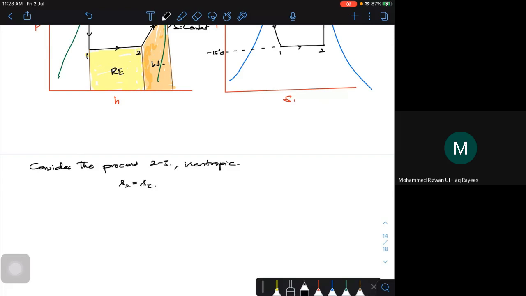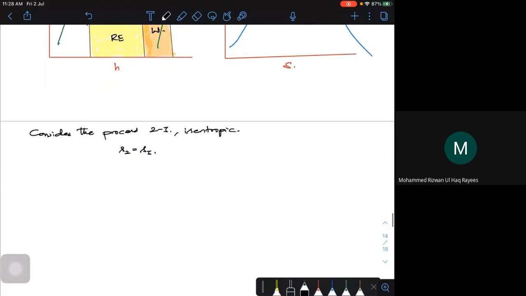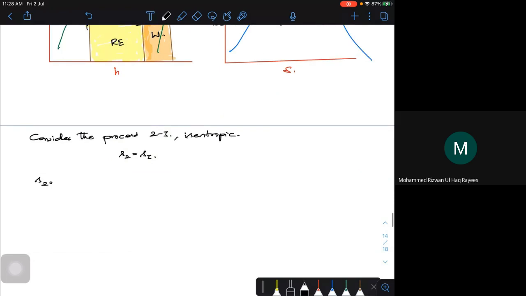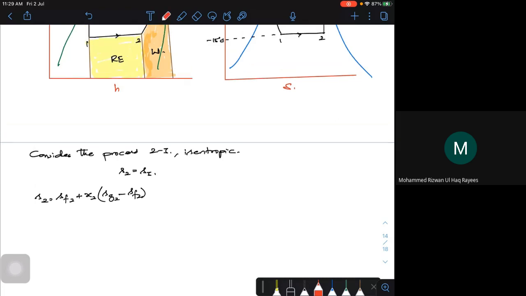Okay. What is your S2? S2, if you look at this condition, it is wet steam, or sorry, wet refrigerant. So S2 is equal to SF2 plus X into SFG2, or SG2 minus SF. So I can write it. So S2 will be equal to SF2 plus X2 into (SG2 minus SF2). Okay, now what are these values actually? If you go and check, these values are available for me.